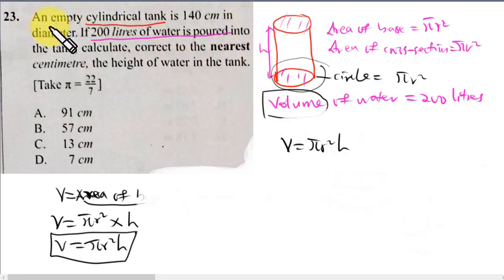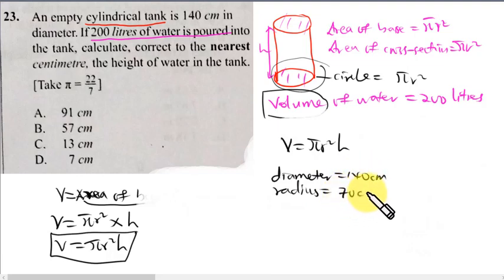We are told that an empty cylindrical tank is 140 centimeters in diameter. So diameter is 140 centimeters. If diameter is 140, the radius is half of the diameter. So that will be half of 140, and that is 70 centimeters. We are also told that 200 liters of water is poured into the tank. So the volume of water is 200 liters.